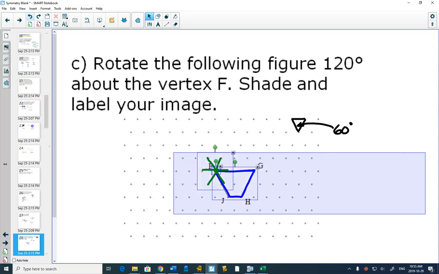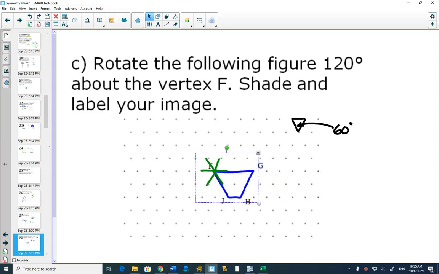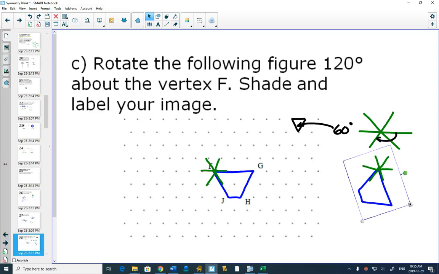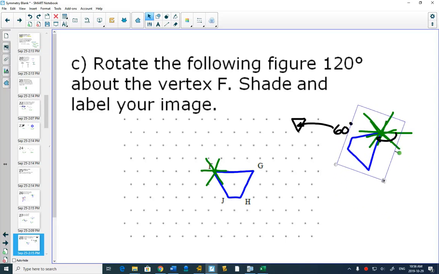Again, I'm going to take it, bring it off to the side. Now with our crosshairs like this, we want to rotate 120 degrees. One of these is 60. Two of them would be 120 degrees. So we rotate two of them.